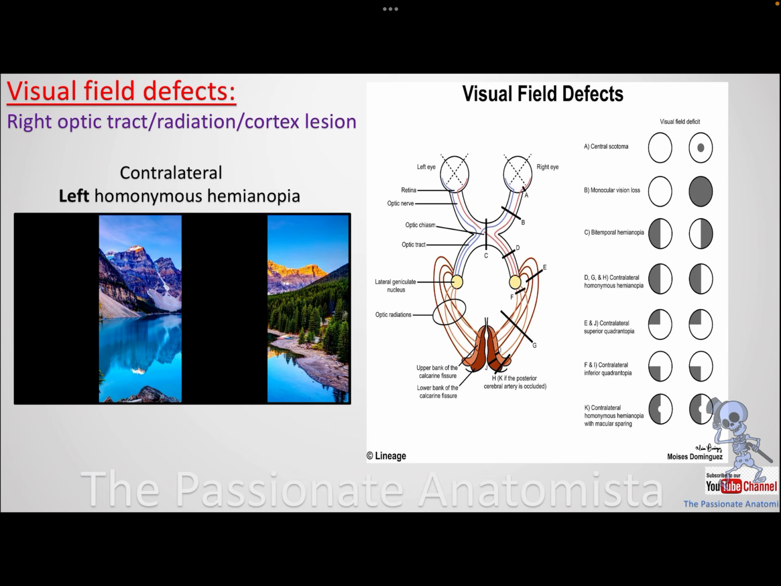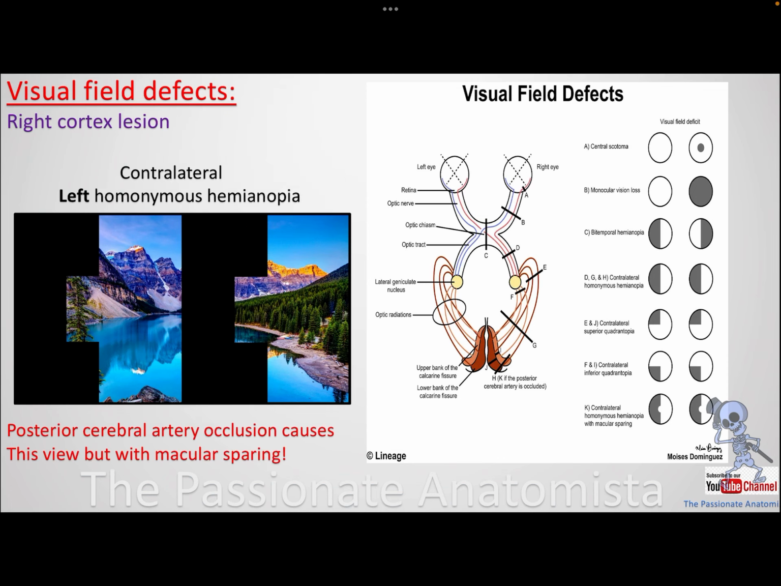Okay, so again, recap. If you have a problem with the nerve itself, everything is lost with that eye. If you have a problem with the chiasma, the temporal visual field of both eyes will be lost. If you have a problem with the tract, or whole radiation, or whole cortex, the left of everything is going to be lost. What is the left for the left eye? It's the temporal visual field. What is the left for the right eye? It's the nasal visual field.